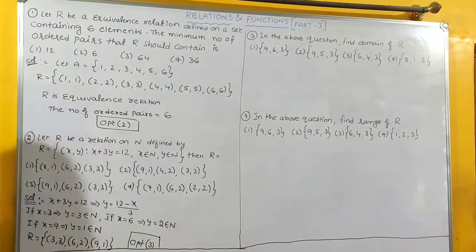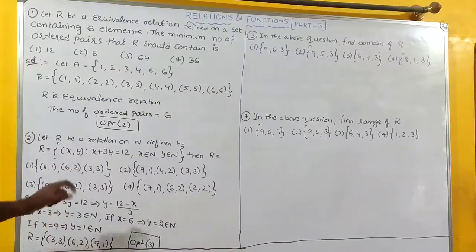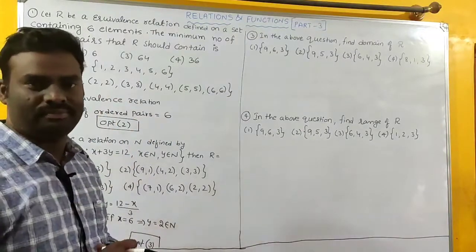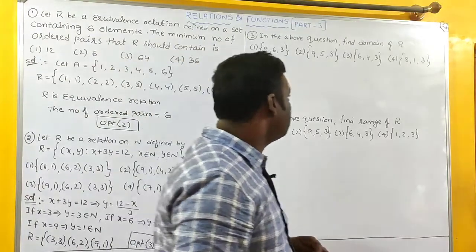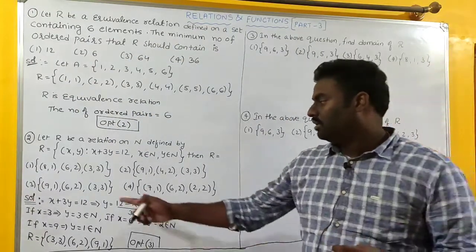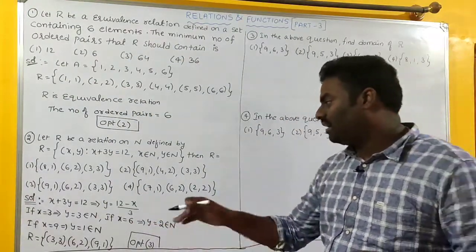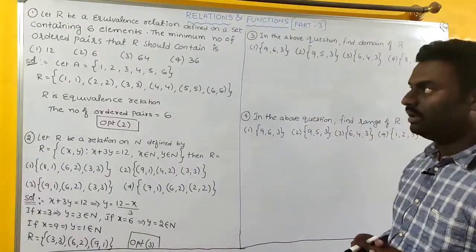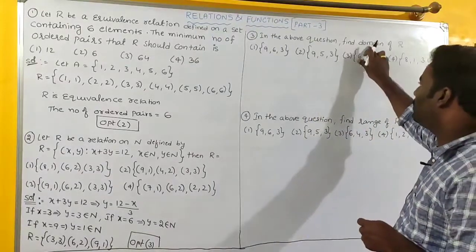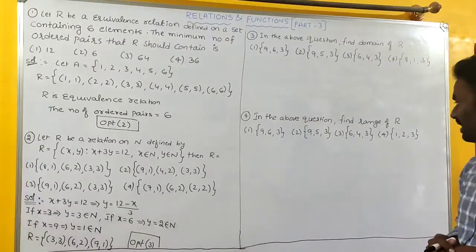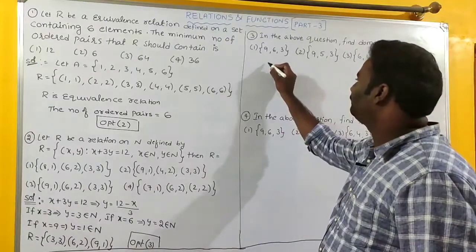Students, you need to remember x is a natural number, y is also a natural number. That is important. Okay. Now, coming to the third question. Already in the second question, we found R. In that relation, we need to find the domain. In the fourth question, we need to find the range. Now, domain.